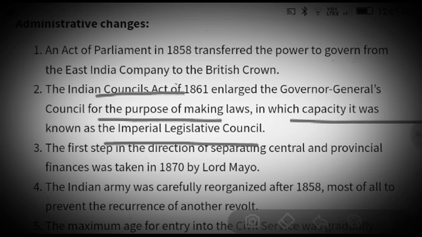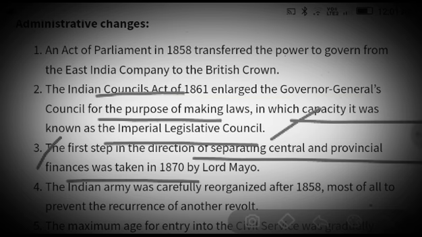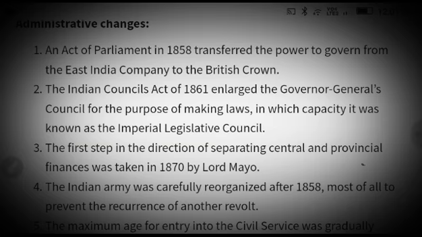The Indian Councils Act of 1861 enlarged the Governor General's Council for the purpose of making laws, in which capacity it was known as the Imperial Legislative Council. The first step in the direction of separating central and provincial finances was taken in 1870 by Lord Mayo.